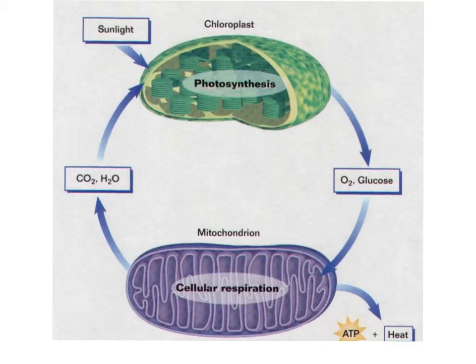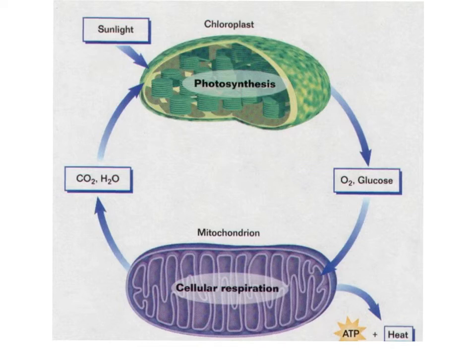Lastly, I want to compare photosynthesis to cell respiration. Now we will go over the steps of photosynthesis in an additional video. But the final products of plant photosynthesis, which are the sugar glucose and oxygen, are used by the animal as the beginning substances for cell respiration. The products of respiration are carbon dioxide and water, which the plant needs for photosynthesis.